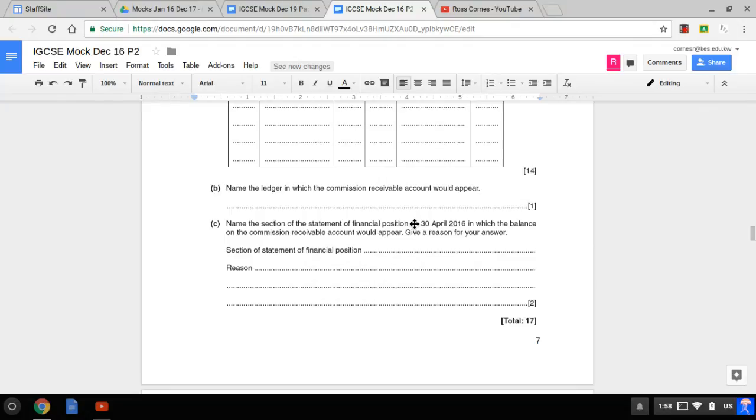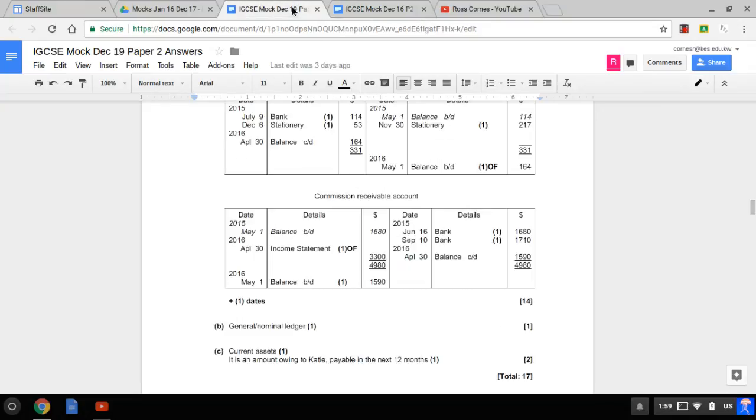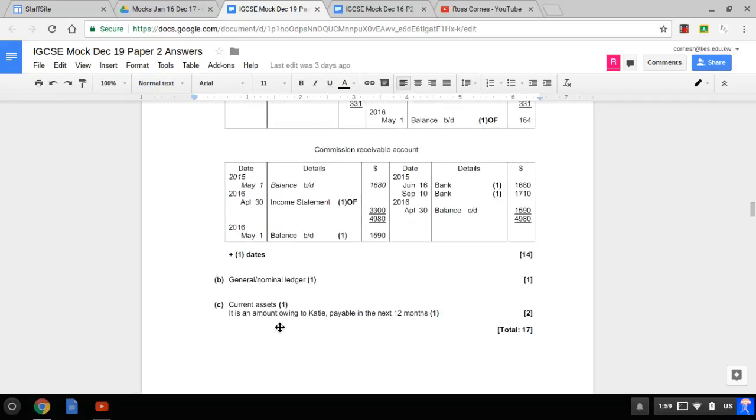And name the section of the statement of financial position in which the balance of the commission receivable account would appear, and give your reasons for the answers. Well, it would be in there with other receivables, so it would be in the current asset section as other receivables. A lot of people put other receivables as being the section, but it's the current asset section with the other receivables because it's money that's going to be received in the next 12 months.